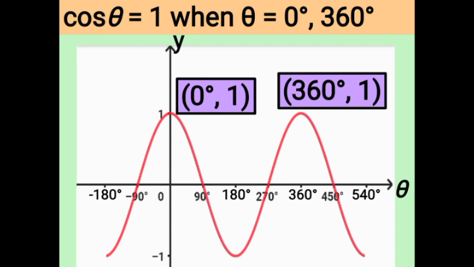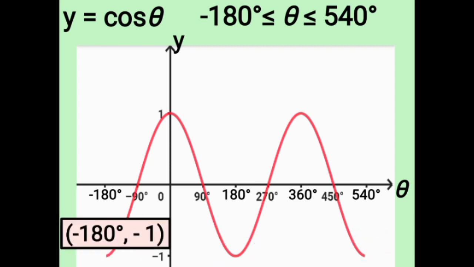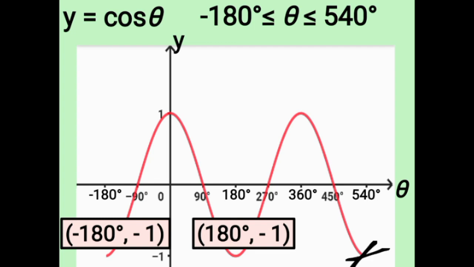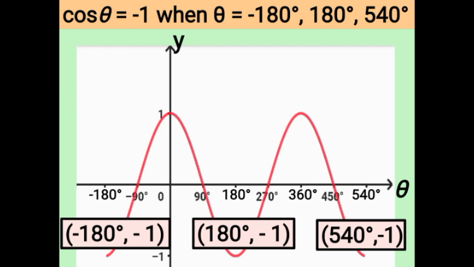And also, the graph y equals cos theta has three minimum points in the range theta is greater than or equal to minus 180 degrees but less than or equal to 540 degrees at the coordinates minus 180 degrees, minus 1, 180 degrees, minus 1 and 540 degrees, minus 1. Or we could say cos theta equals minus 1 when theta equals minus 180 degrees, theta equals 180 degrees and when theta equals 540 degrees.